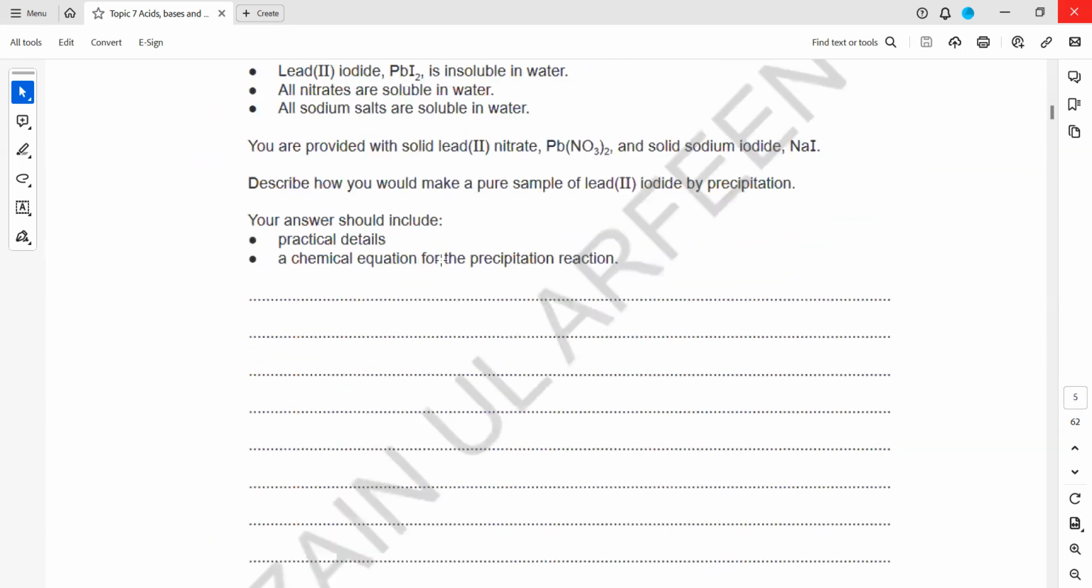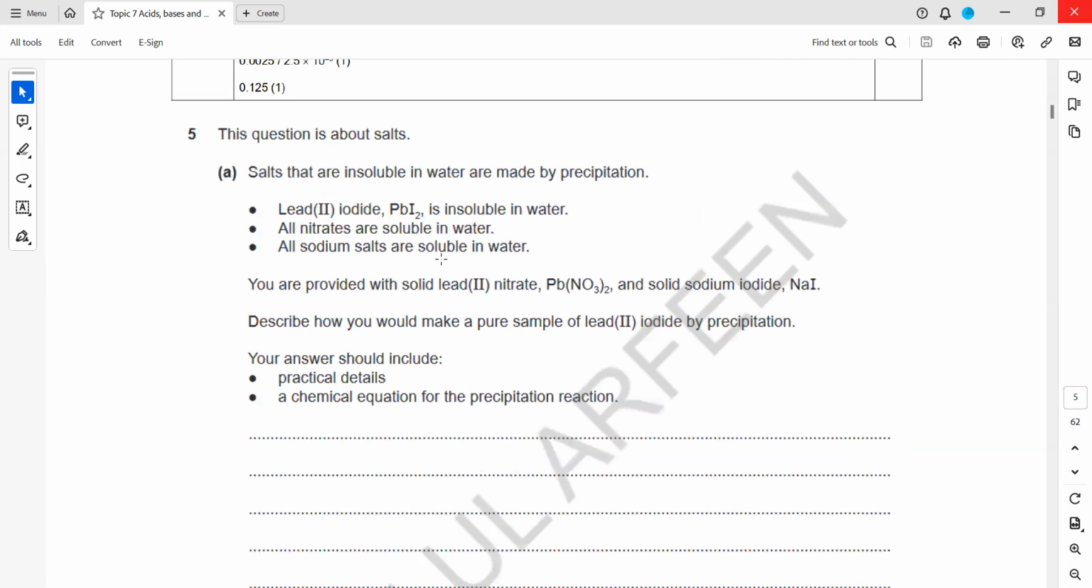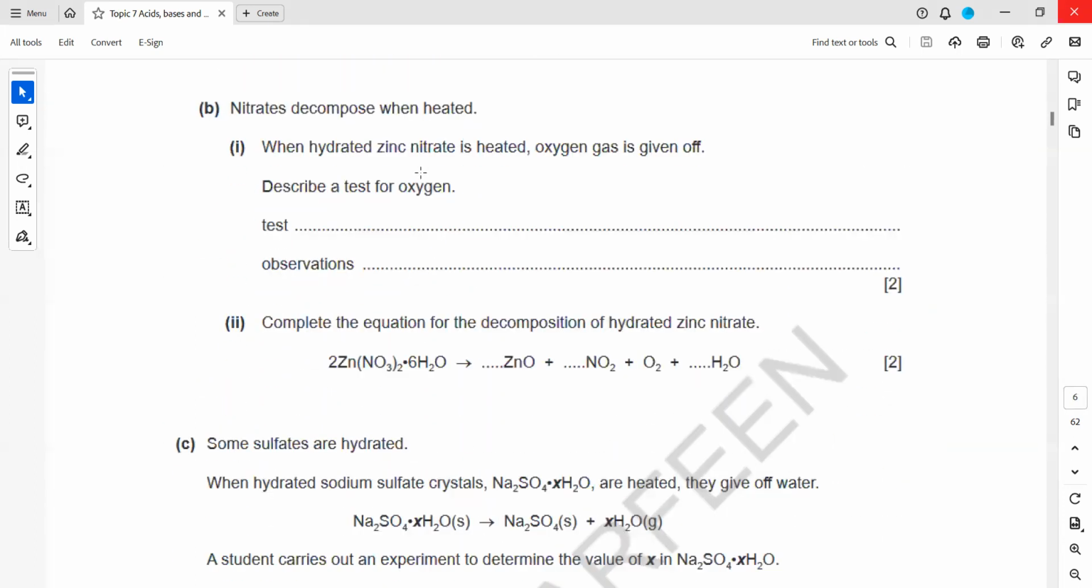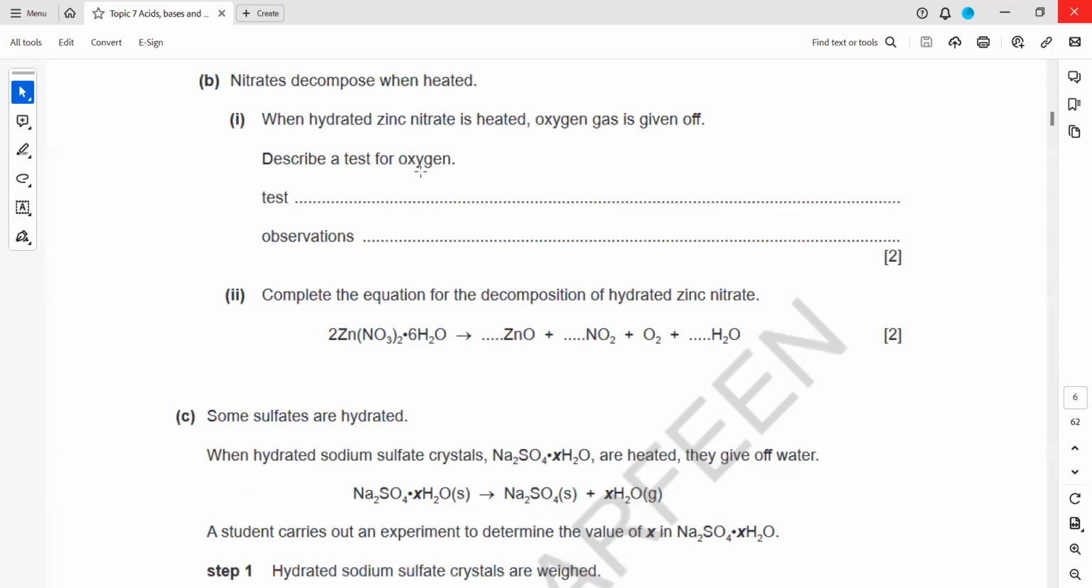Starting with part A. This is what we did in the last part. B now. Nitrate decompose when heated. When hydrated zinc nitrate is heated, oxygen gas is given off. Describe the test for oxygen. How can we test oxygen is present? What should we do?